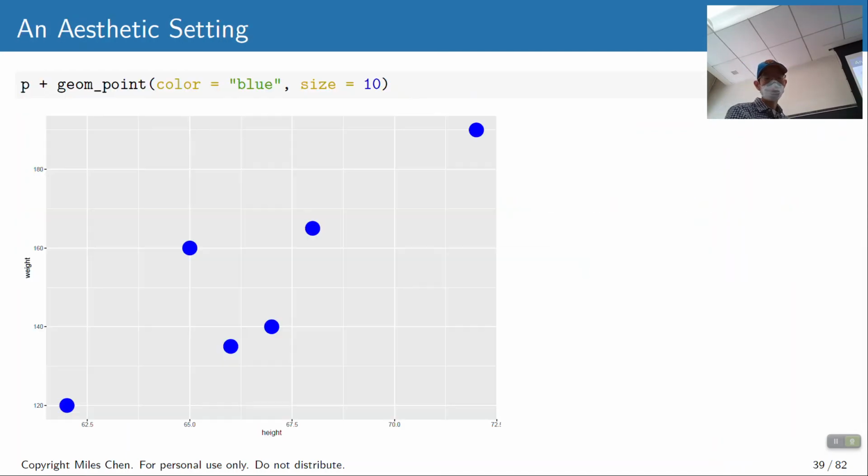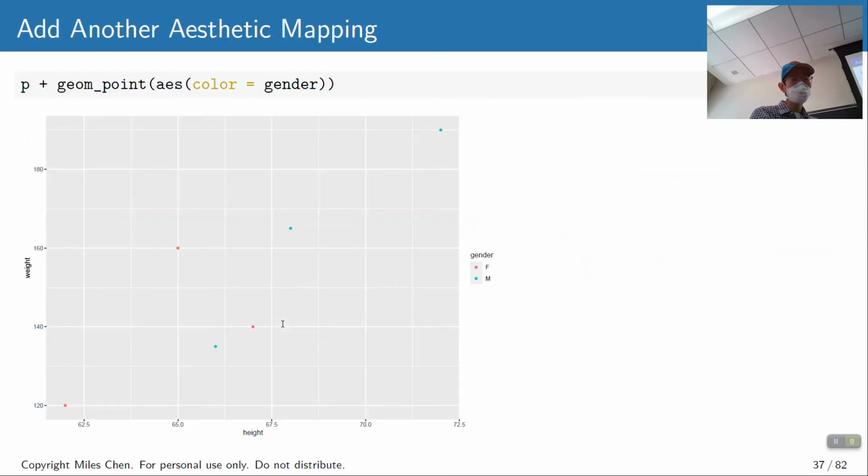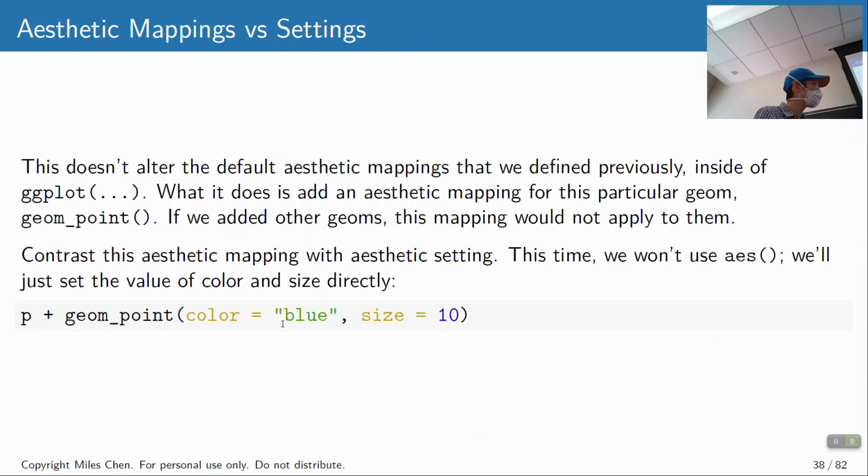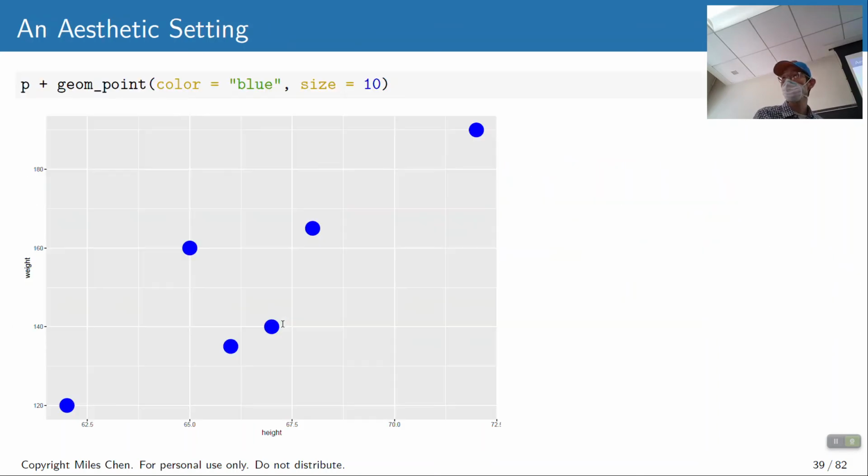Okay? So you could map, say, gender to the color and then use a setting for the size or something. You can map an attribute to the size as well.